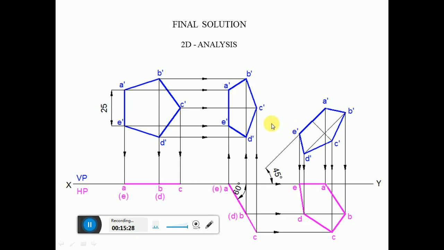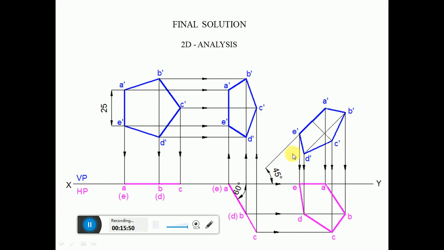So this is how we will join A dash to B dash, B dash to C dash, C dash to D dash, D dash to E dash and E dash to A dash with a dark line. So this is how we are going to reproduce the third position, the second position's top view and front view, such that it is inclined at an angle of 45 degrees to HP.